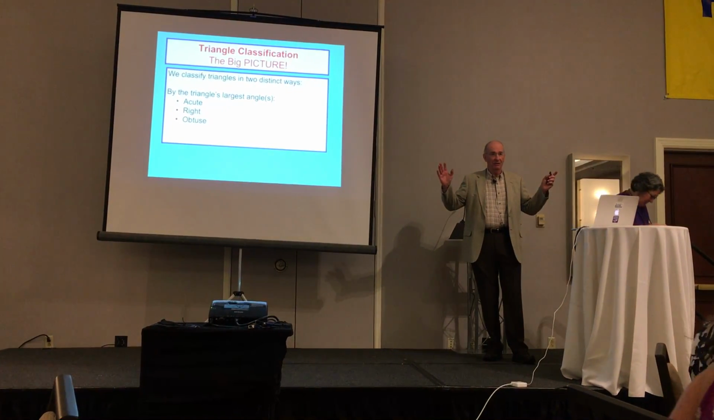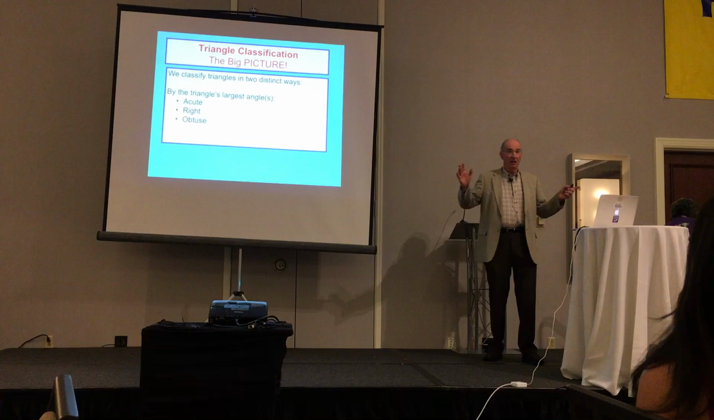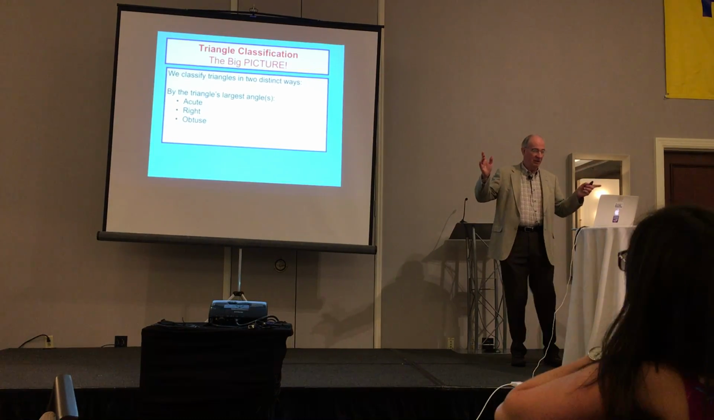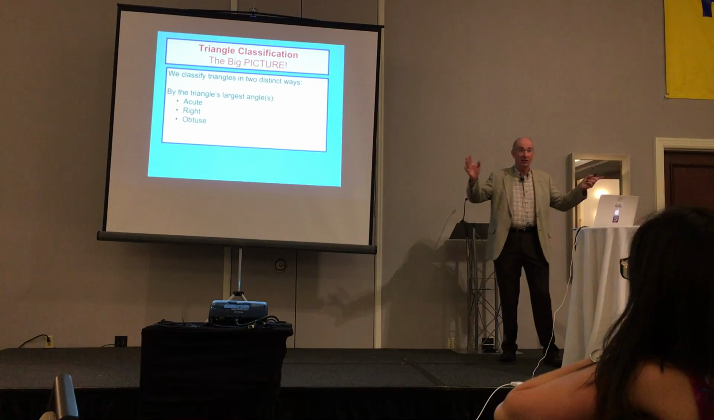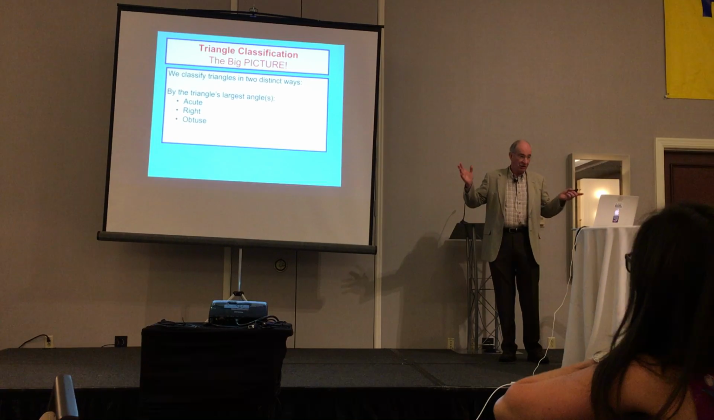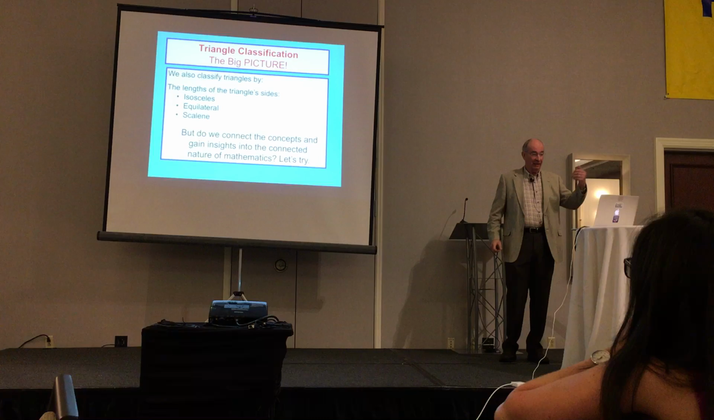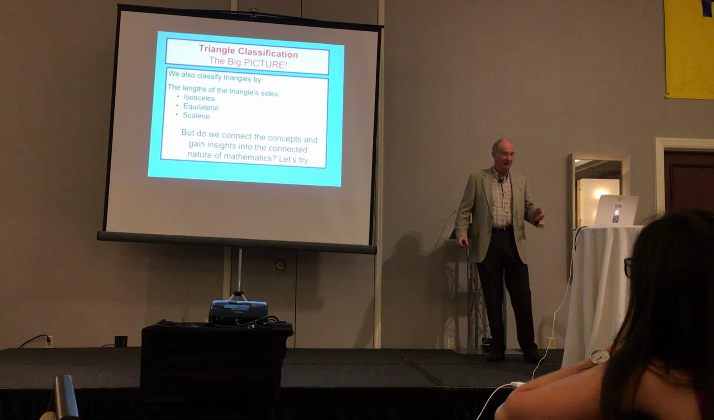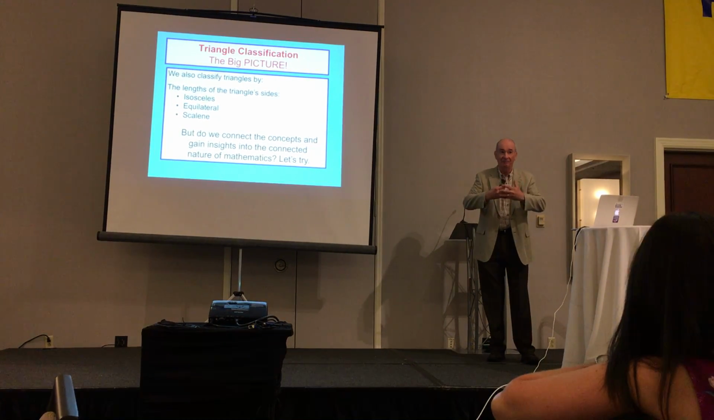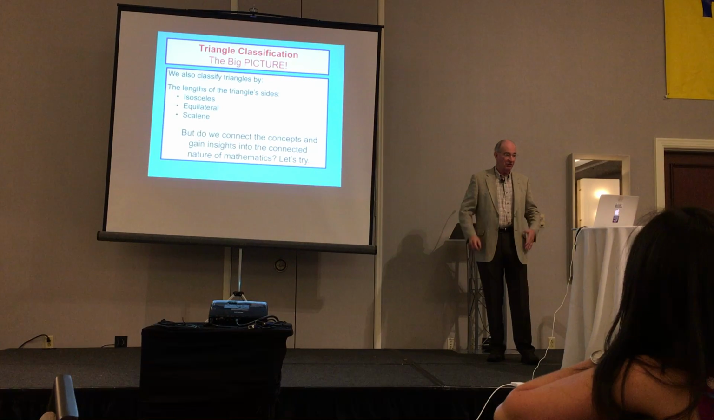I like mathematics, so I'm just going to talk to you about mathematics. A little piece, maybe you'll learn something in this. We classify triangles in two distinct ways. One by the largest angle: right, acute, or obtuse. The other by the length of the sides: isosceles, equilateral, scalene. But I want to put the two together in a different way than you probably have seen.